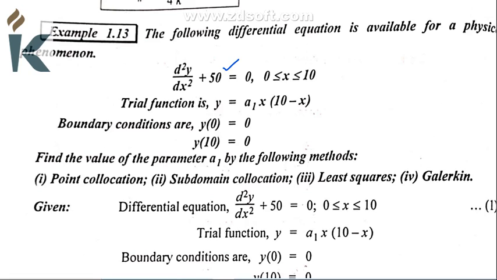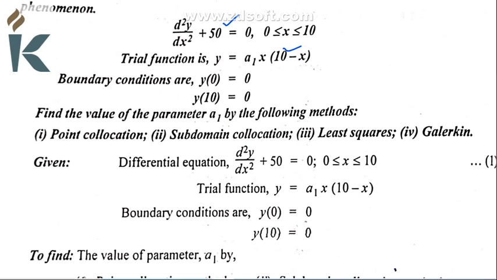They are giving the trial function. The trial function is y is equal to a1 into x into (10 minus x). This is the trial function. The boundary conditions for this sum are y of 0 equal to 0 and y of 10 is equal to 0.